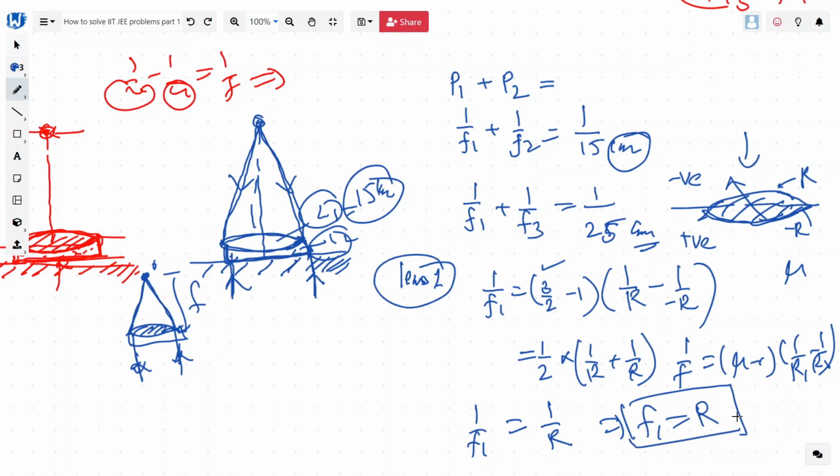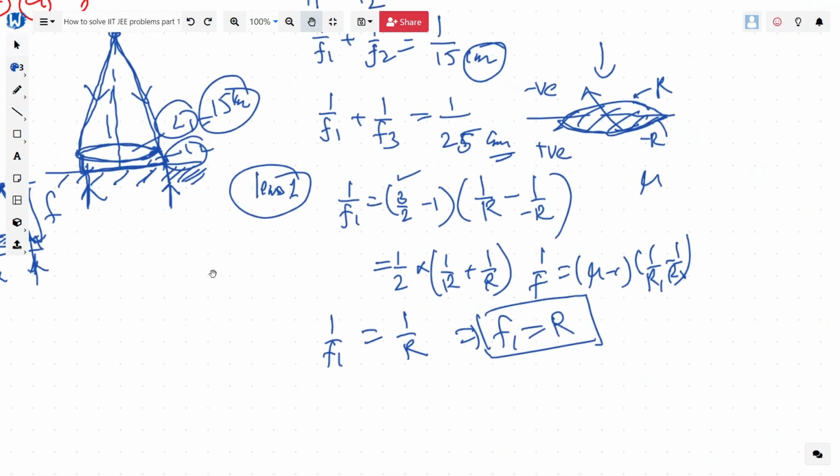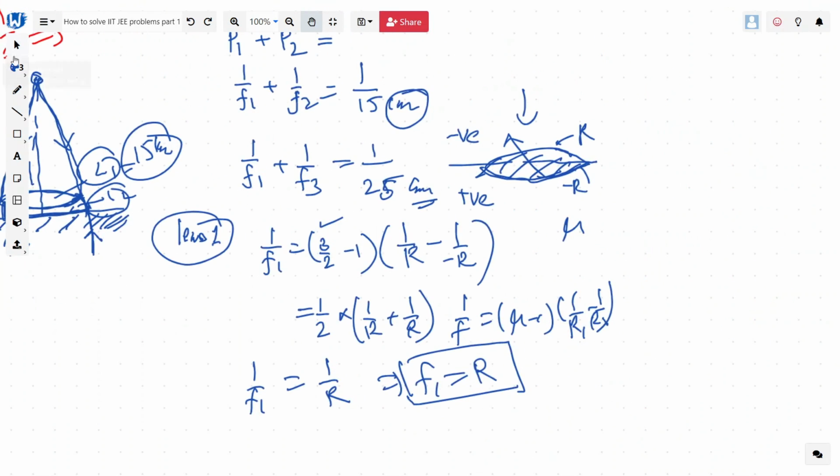Okay, so that is our first thing. Now let's write down the lens maker equation for lens number 2, and let's see where we get from there. Remember, we'll always draw our diagram. If we don't draw our diagram, we'll make mistakes. So this is our lens number 2.